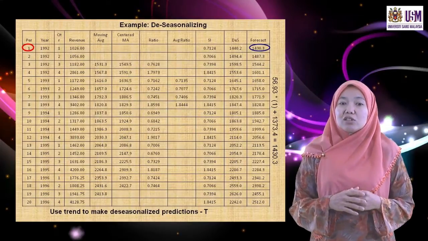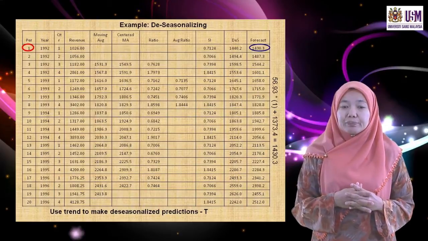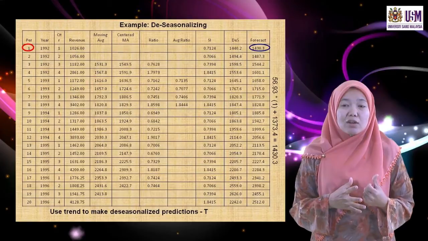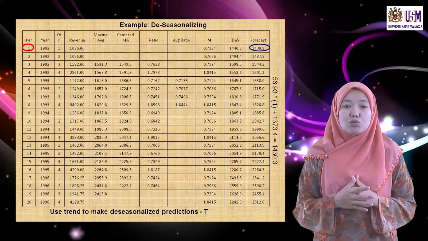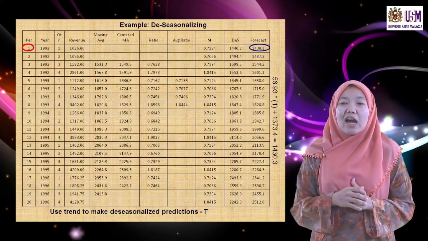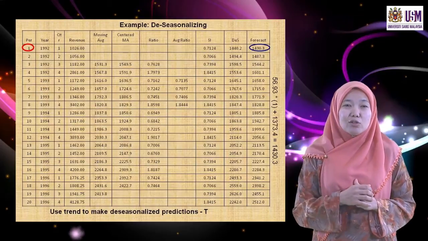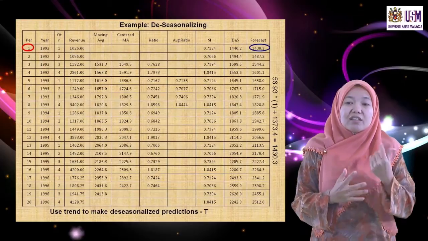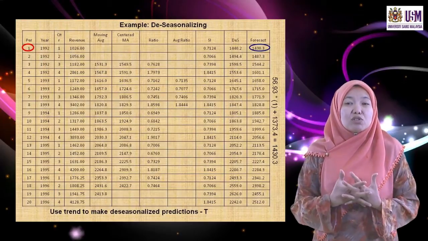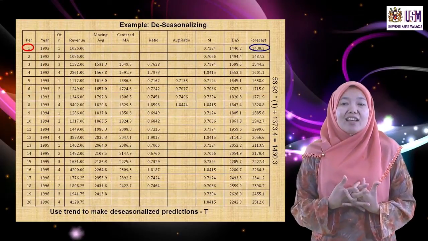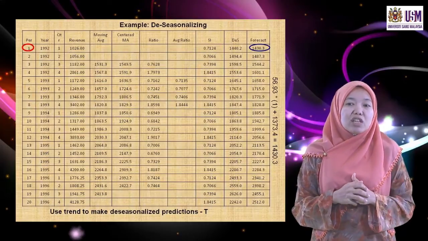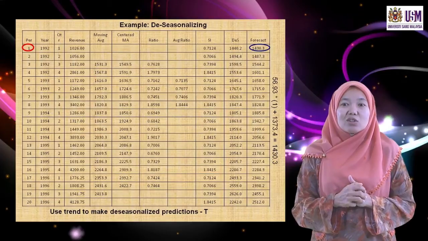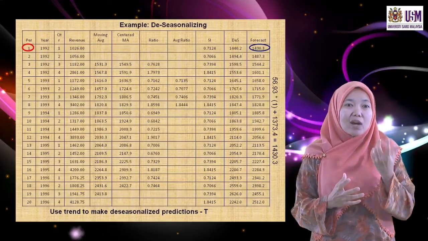In order for you to forecast, you can use the regression model that you came up with. How do you get that forecast value? Since we know that your regression equation has the intercept 1373.4 plus the slope, which is 56.93, multiplied by T. In this case, your T is, we are talking about period 1.